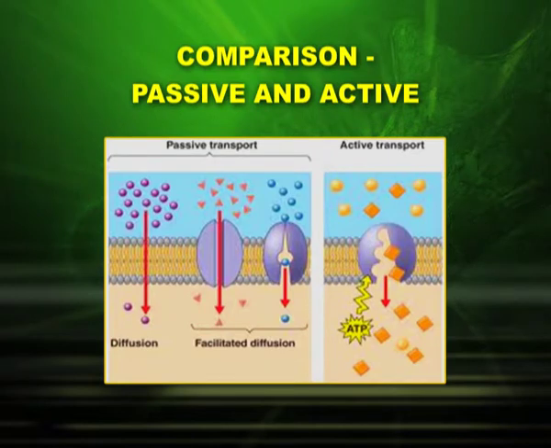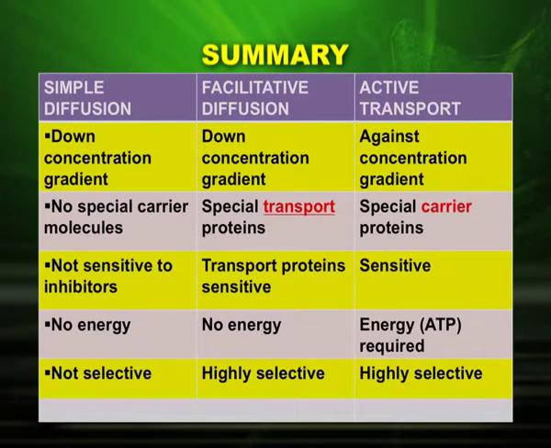Now, let us compare passive and active transport. As clearly shown in the diagram, in passive transport, in diffusion, there are no carrier molecules; in facilitated diffusion you can see the carrier proteins; and in active transport you can see the carrier plus ATP involved. Now let us see the summary, which summarizes the differences between simple diffusion, facilitated diffusion and active transport.